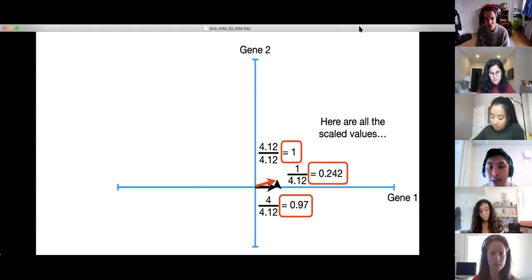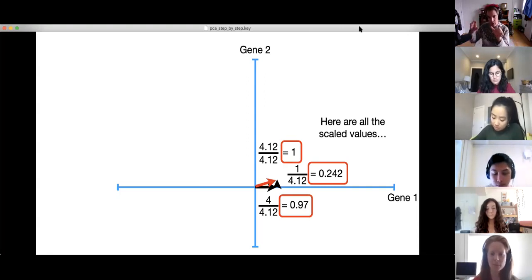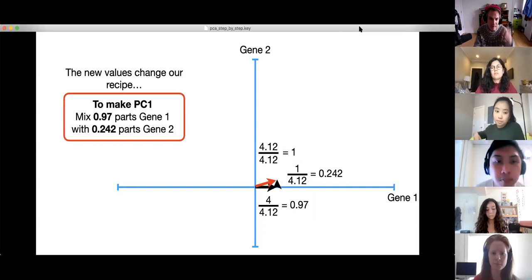I don't want you to think I'm trying to trick you. Anyways, here are all the scaled values. So we've got 1, that line going from the origin to where the X and Y, sort of the over and up part, it's that red line is now 1 unit long. So that's awesome. And the new values change our recipe.